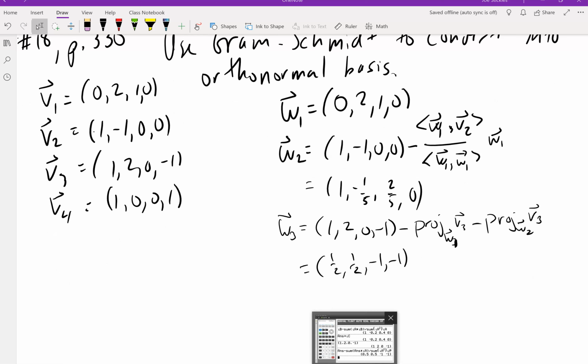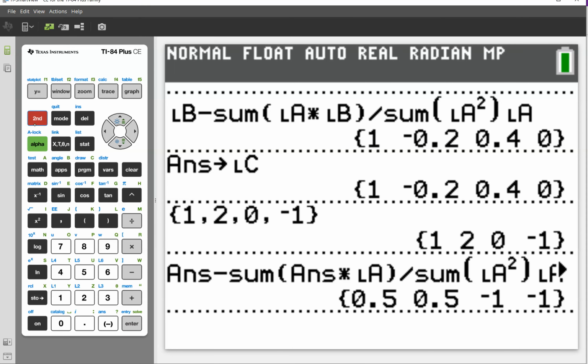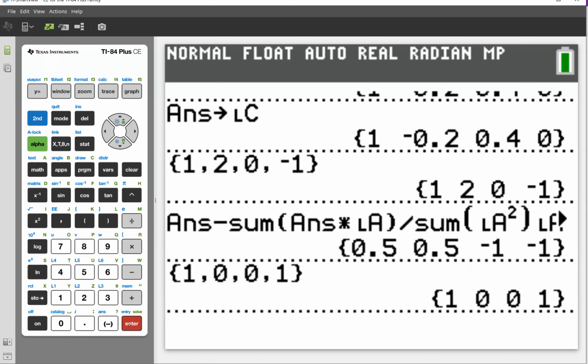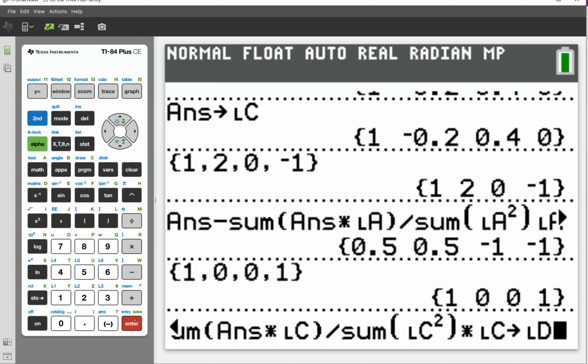Almost done. One more to go. Same idea. 1, 0, 0, 1. Oops, I did that backward. 1, minus, oops, sorry, not minus yet. I want to go ahead and just get that in the previous answer so I don't have to type it in over and over again. Previous answer minus. I need essentially the same thing that I typed before. Why don't I just do that? Let's clear this out. Do second entry twice. This types in everything that we had before. I don't want this store here right now, so I'm going to delete that out.